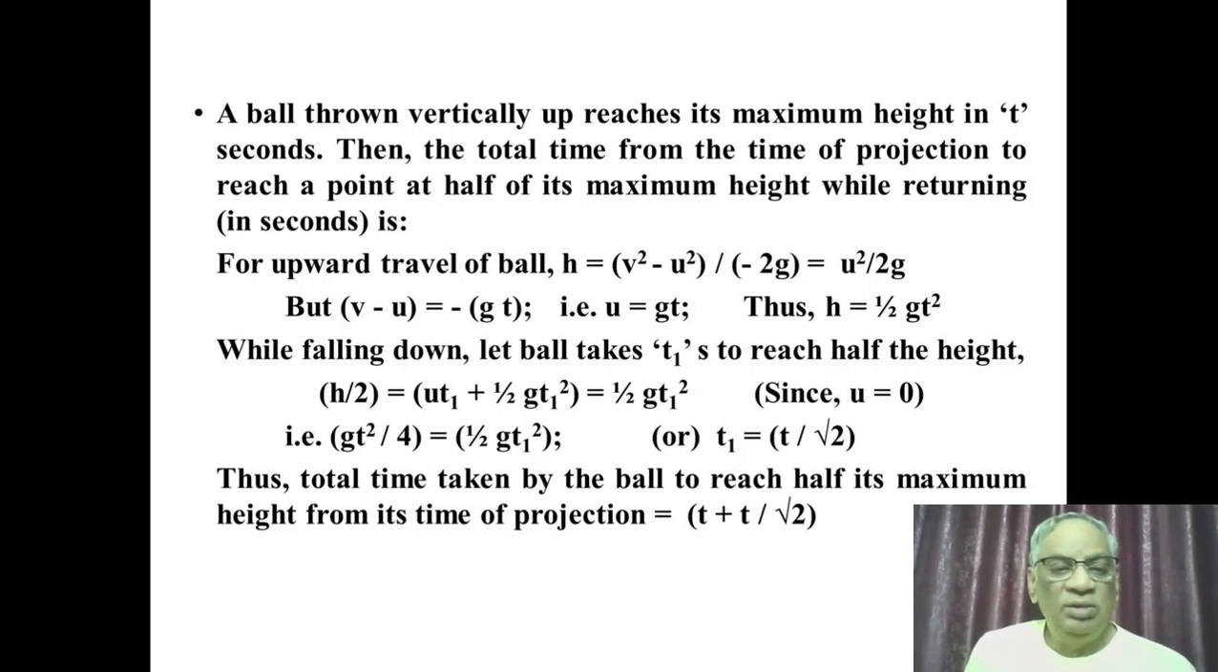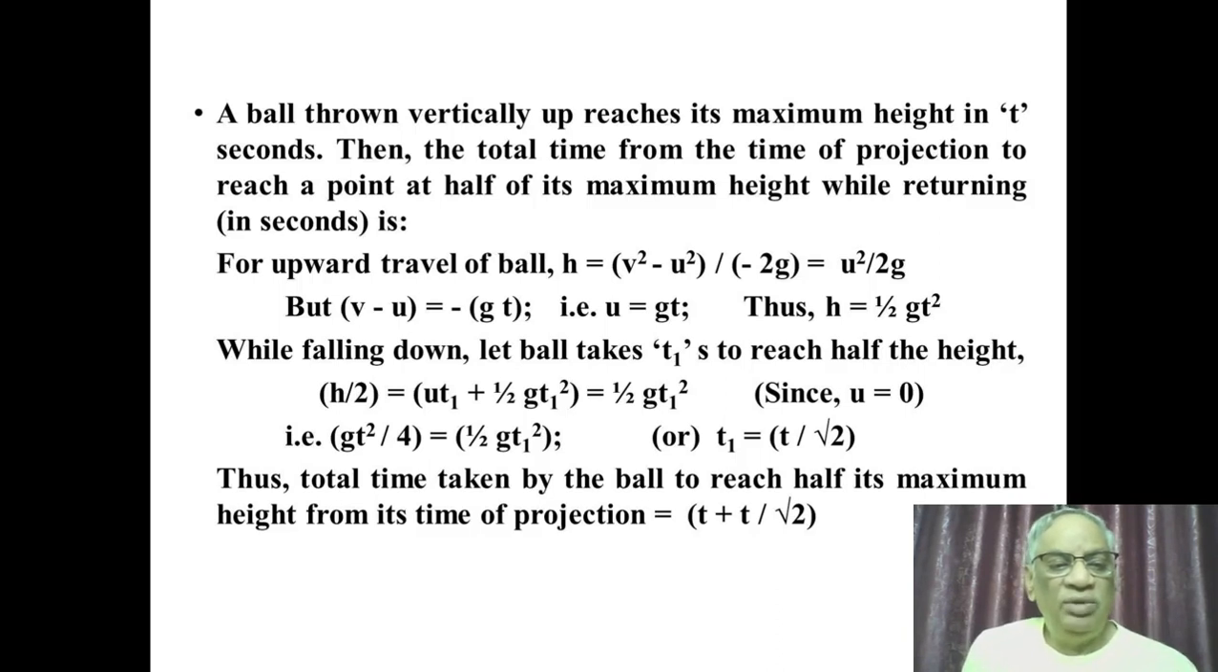V is 0, so u becomes gt, thus h becomes half gt square, because t is the time for it to reach the maximum. While falling down, let the ball take t1 seconds to reach half the height, because in the return journey it has to travel through half the height. So its time will be t1 seconds.